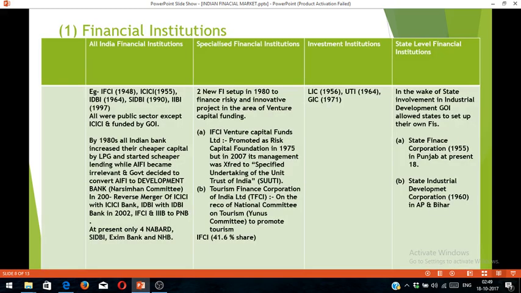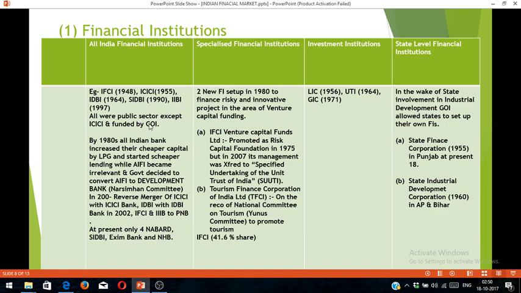Now we'll discuss one by one what are All India financial institutions, what are specialized financial institutions, what are investment institutions, and what are state level financial institutions. There are four types of financial institutions. All India financial institutions, for example, ICICI, not ICICI Bank, only ICICI, IDBI, SCDB, IIBI, IFCI. These are examples of All India financial institutions. These were all public sector, except ICICI, and funded by the Government of India.